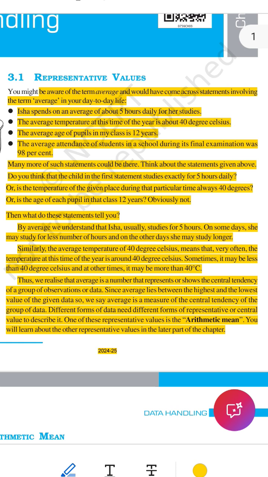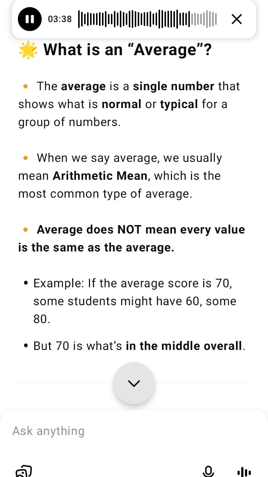5. Important truths about averages. The average does not mean every value is the same as the average. If average age is 12, it doesn't mean every child is 12. Some might be 10, some 14. The average lies between the lowest and highest values in the data. The average can be affected by extremely big or small numbers called outliers. For example, if one student scores 0 while others get 90, the average drops a lot.